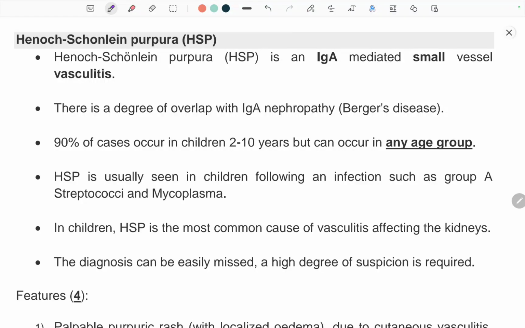So we're doing the nephrology section today and we're preparing for the MRCP exam. So let's get started and let's dive into it. Today we are studying Henoch-Schonlein purpura.